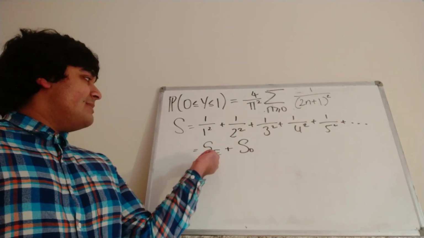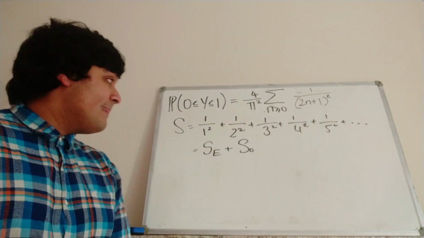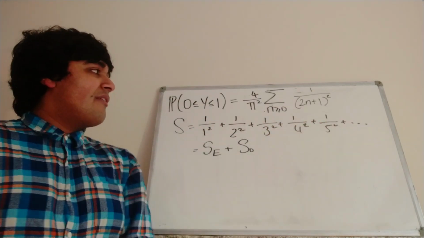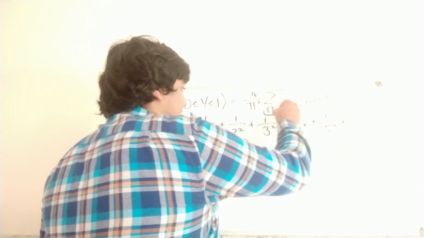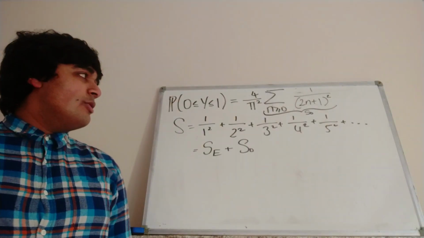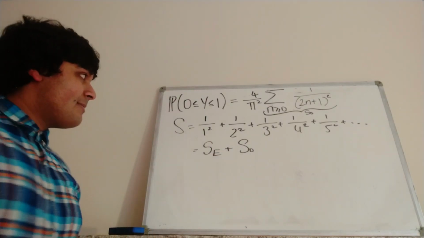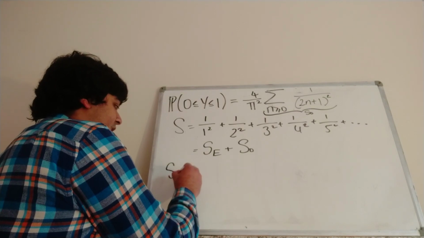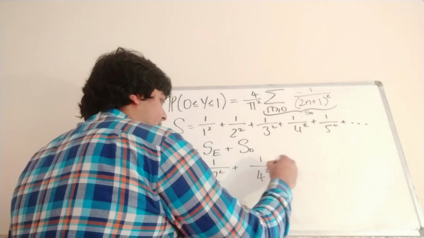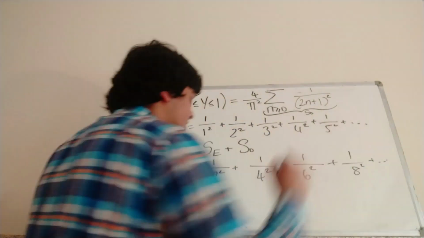So SE just means even terms, so 1 over 2 squared plus 1 over 4 squared plus 1 over 6 squared and so on. And the SO is just the sum of the odd terms, so 1 over 1 squared plus 1 over 3 squared plus 1 over 5 squared and so on. So this infinite sum here is just SO. Okay, but we want to write SO in terms of S. Well, let's firstly work out what SE is in terms of S. SE is just the sum of the even terms, so 1 over 2 squared plus 1 over 4 squared plus 1 over 6 squared plus 1 over 8 squared and so on.